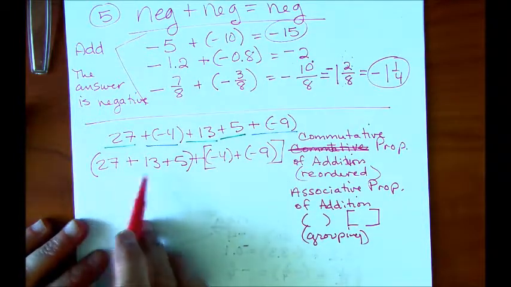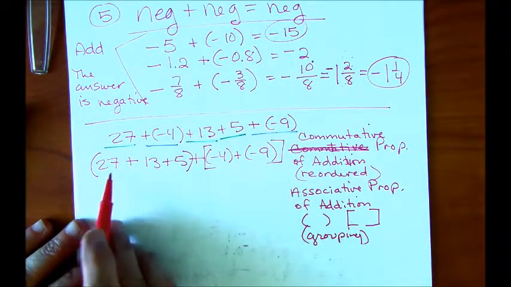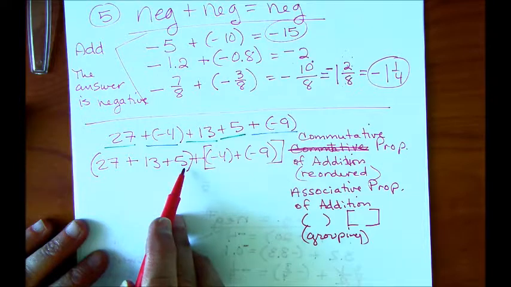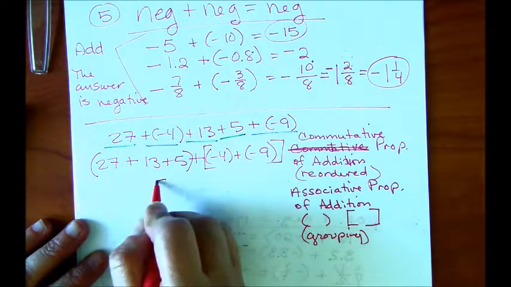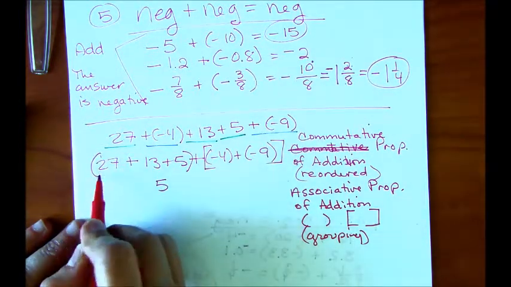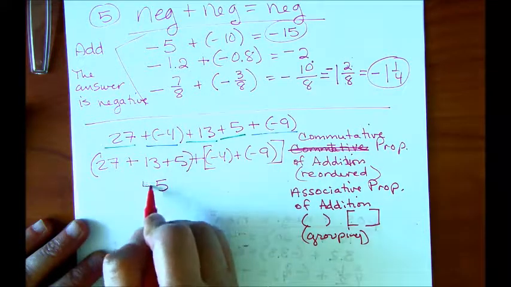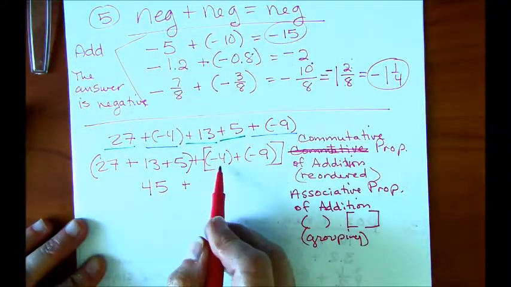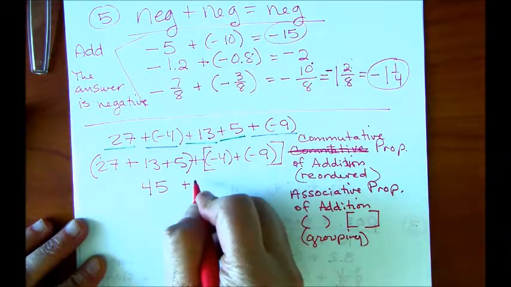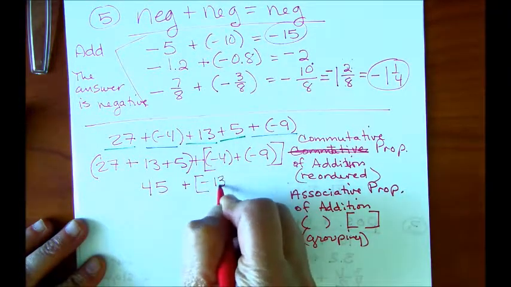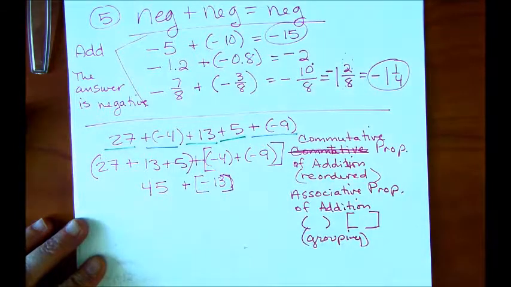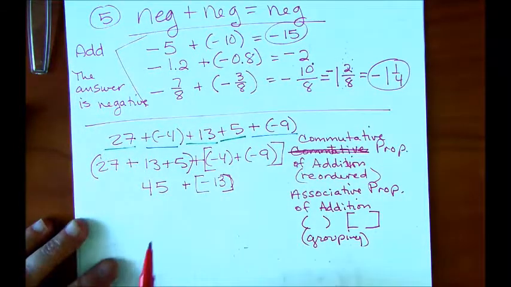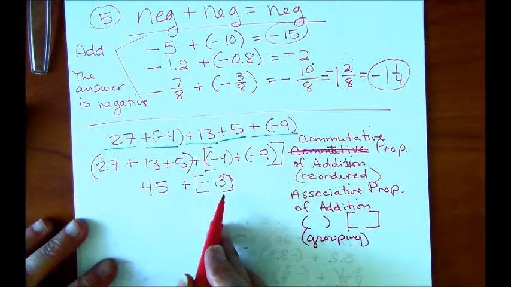So 27 plus 13 plus 5. 7 plus 3 is 10, plus 5 is 15. Carry the 1. So it's 3, 4, looks like 45. Now -4 plus a -9 is going to give me -13.